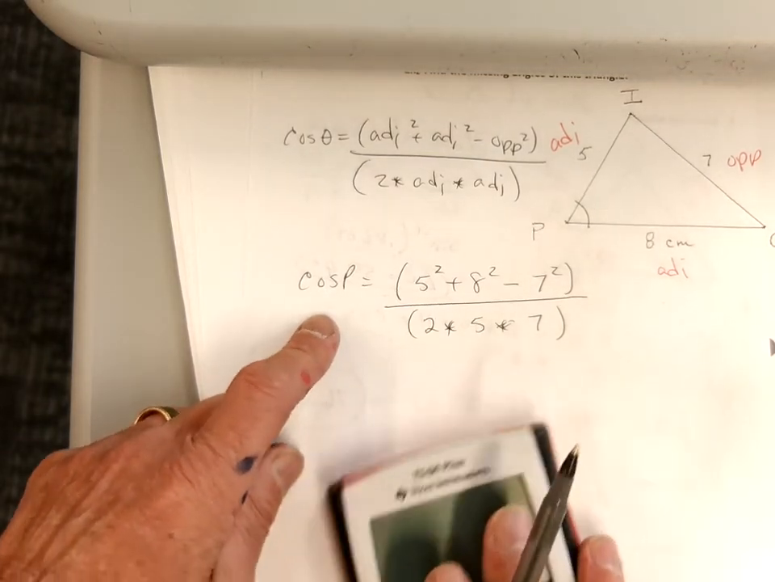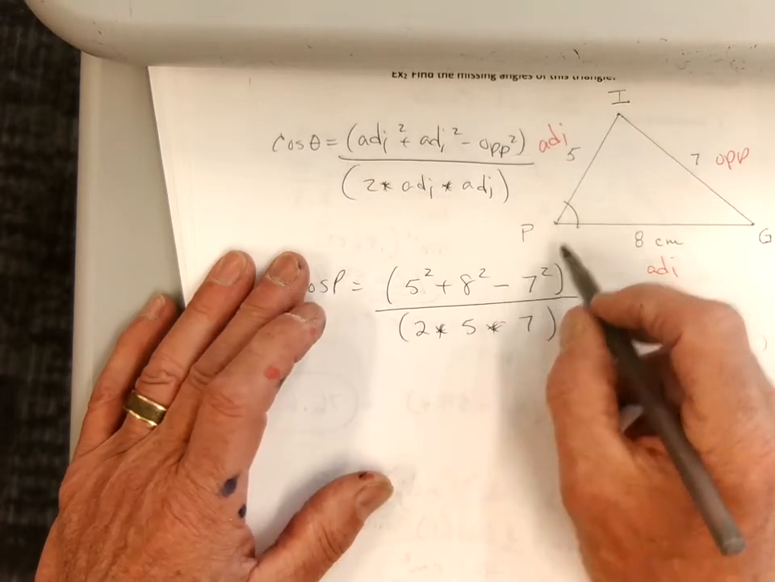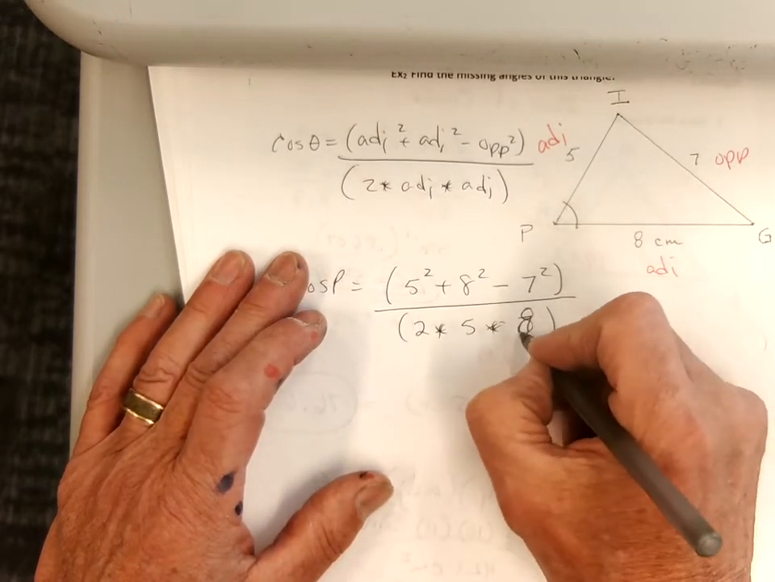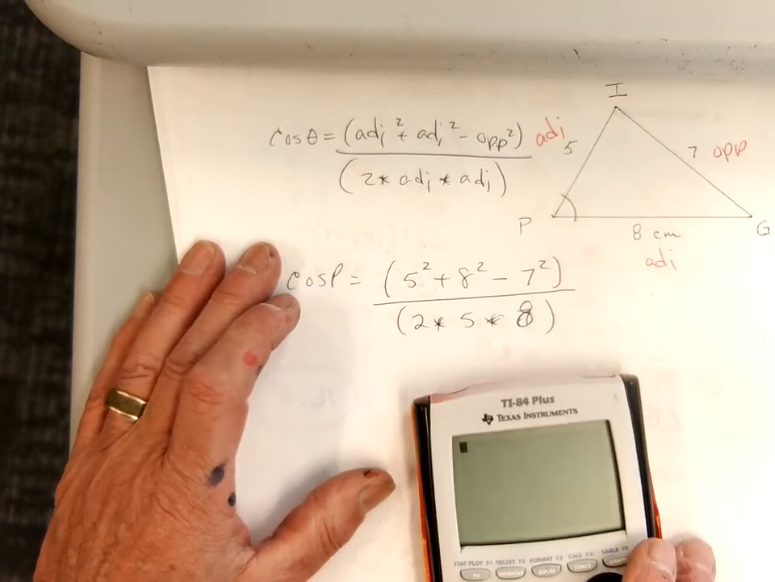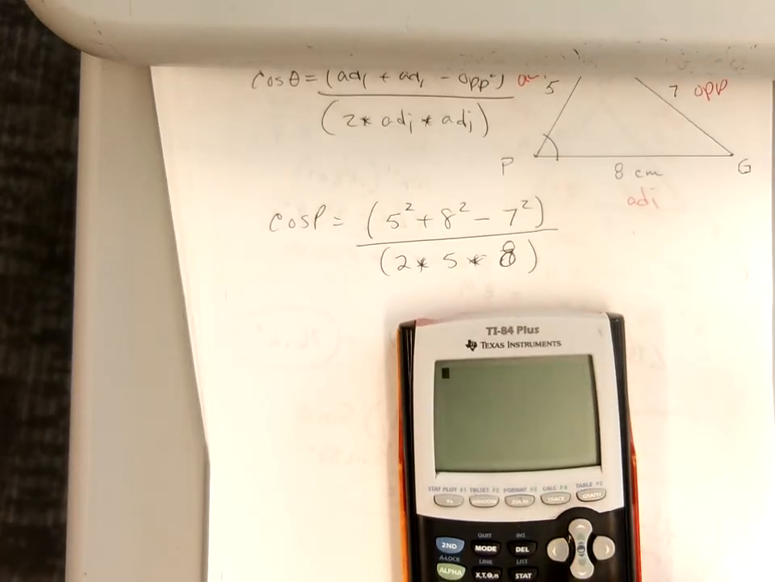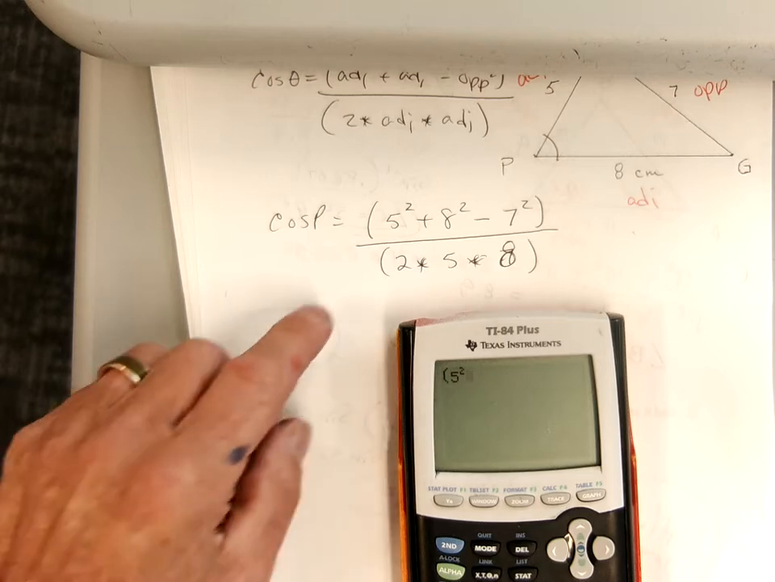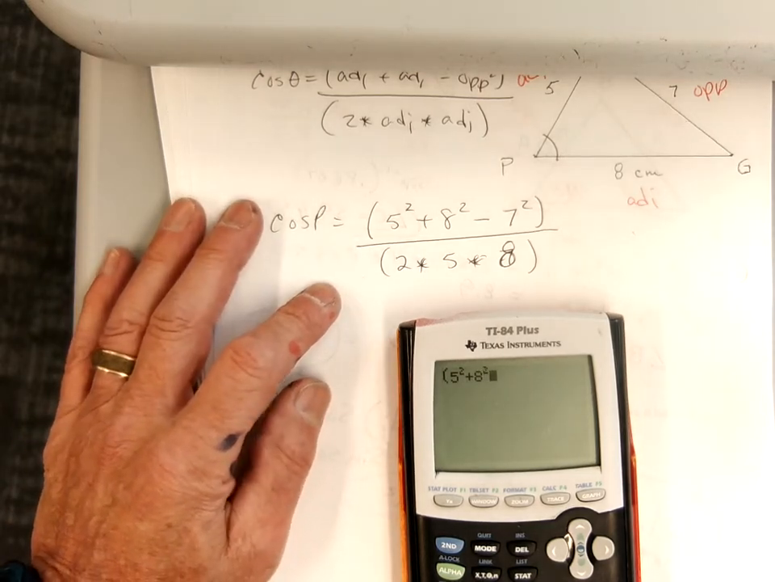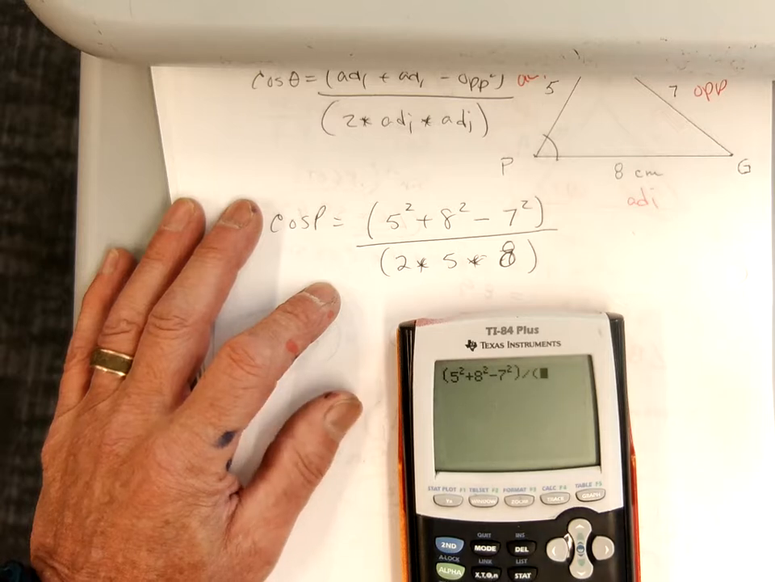Oh, Molly, I did make a mistake. Molly, I'm glad you're paying attention. Thank you. Me make a mistake? Never. Okay, thanks, Molly. 5 squared plus 8 squared. Thanks. Molly, you're awesome.